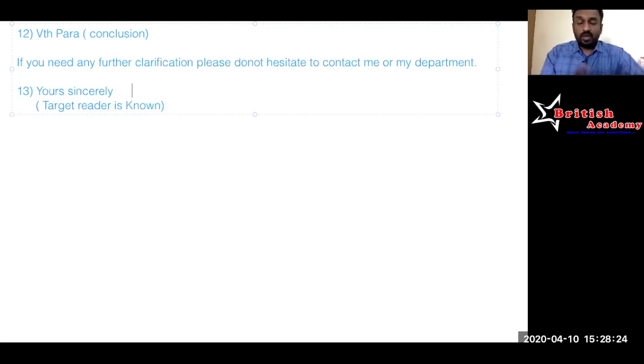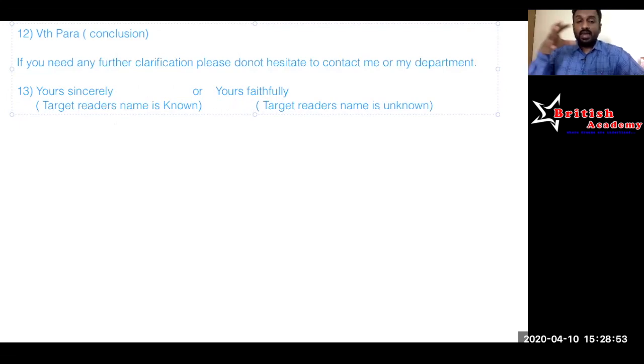The second form of closing, if you don't know the person's name, would be yours faithfully. Here also I'll write it in brackets so that you're very clear: target reader's name and gender are unknown. We only know the designation. Where the target reader's name is known, we know the person's name and gender. In the salutation we have written, dear Mr. Smith, and in the closing you write yours sincerely, when you know the person. When you don't know the person's name, it will be yours faithfully.